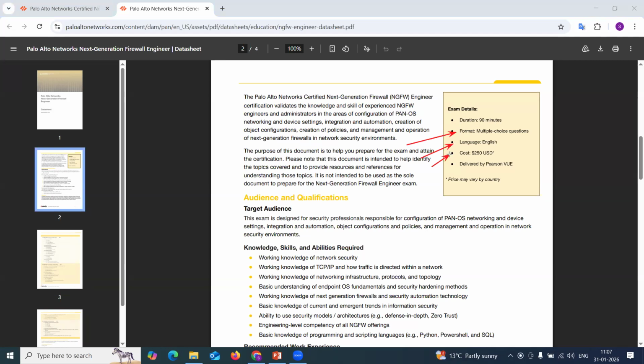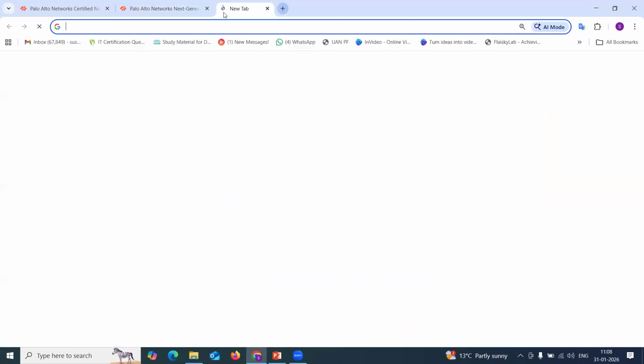Earlier it was $165, and in India with GST or additional taxes it was going around $200. But now the base price itself is $250, and with GST included it would go around $275 or $280 in India. Delivered by Pearson VUE. So if you want to write this examination, you have to go for Pearson.